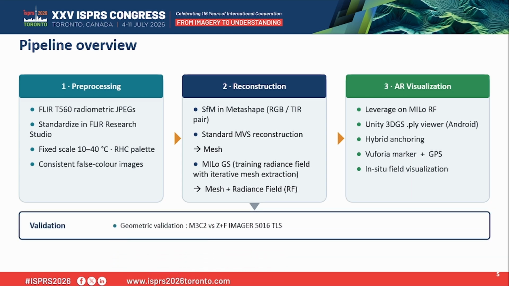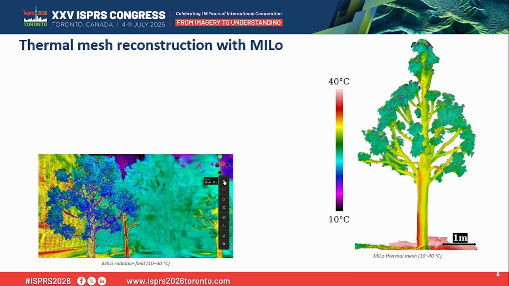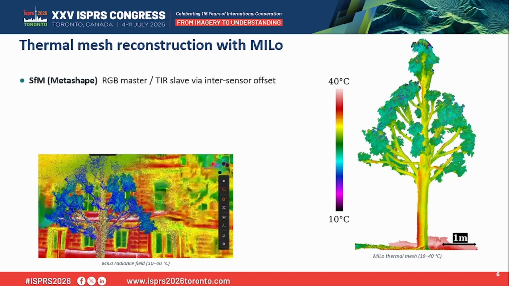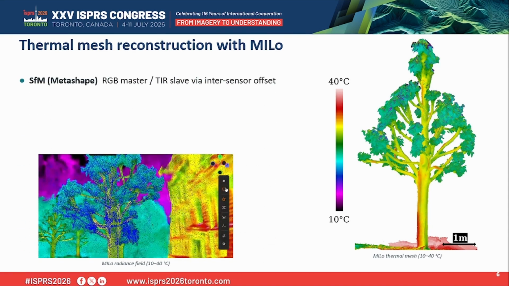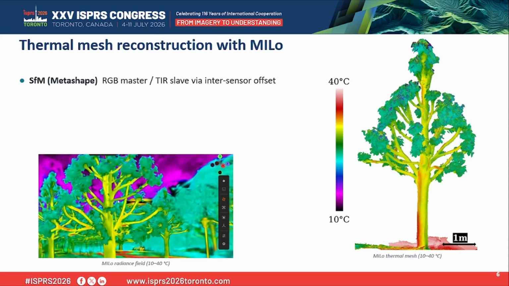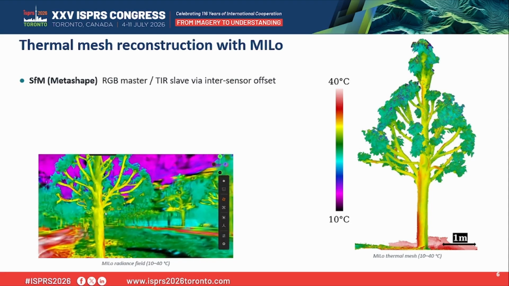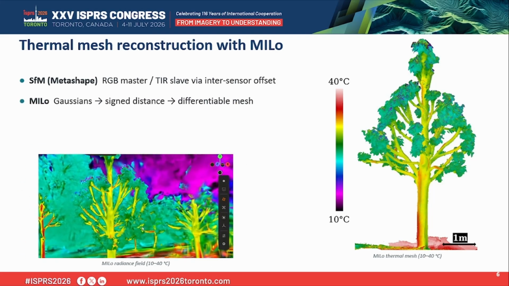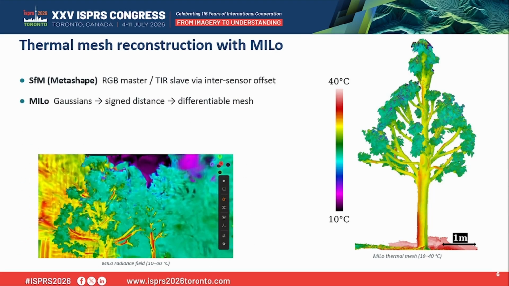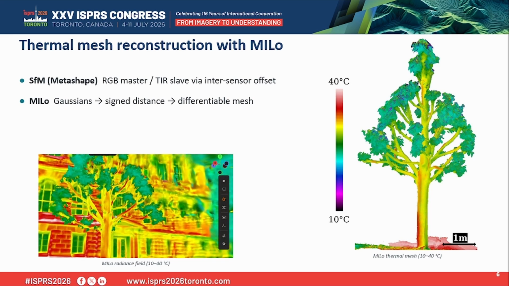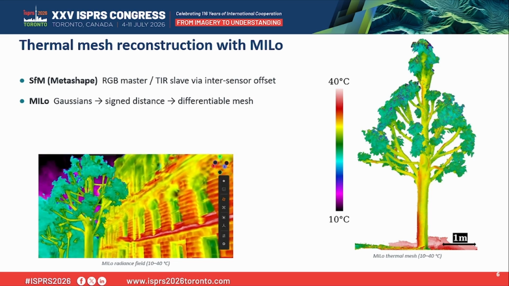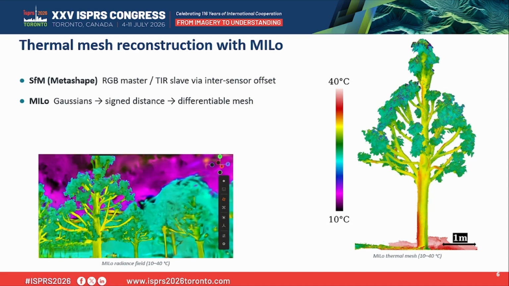The validation will be a geometric validation using M3C2 in CloudCompare against the TLS, and a thermal validation with the color mapping version against the T-cam. Now, just to show a little more on reconstruction. As I said before, we leverage SfM using the technique of RGB master and thermal slave via inter-sensor offset. And as you can see, MILo Gaussian splatting provides us a radiance field trained together with the extraction of a differentiable mesh from this radiance field at each iteration.